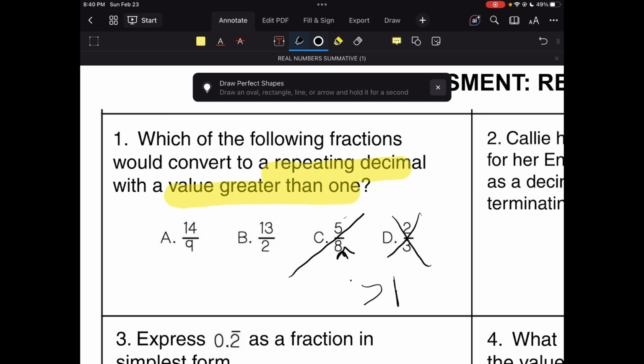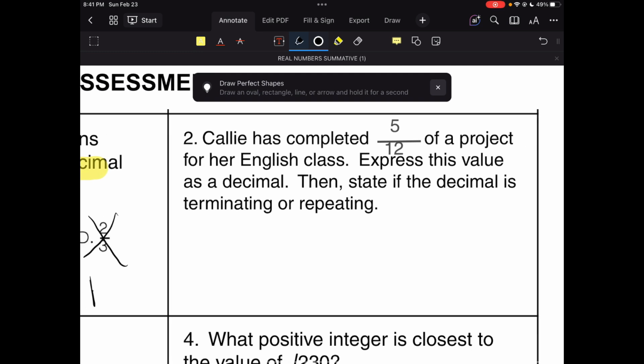And then if you look at the denominator of the other one, 1/2, we know that all of our fractions that end in 1/2 are either not a fraction or end in 0.5. So there's no way for it to be repeating. So we can cross out that one, and it has to be 14/9.